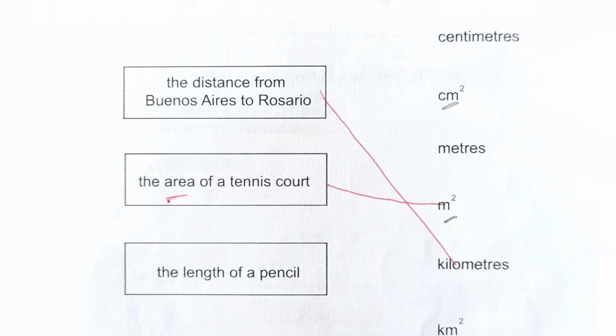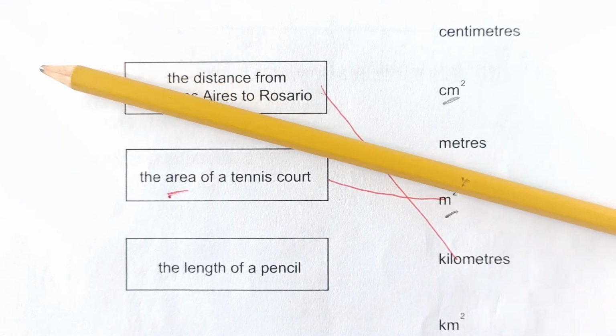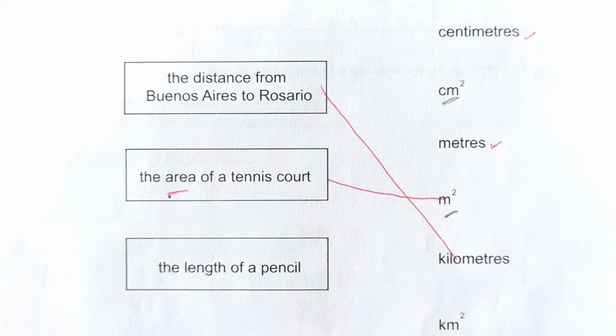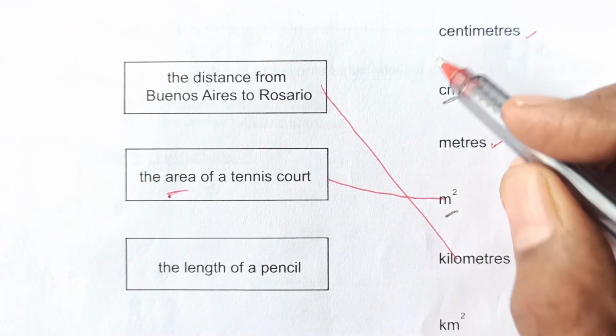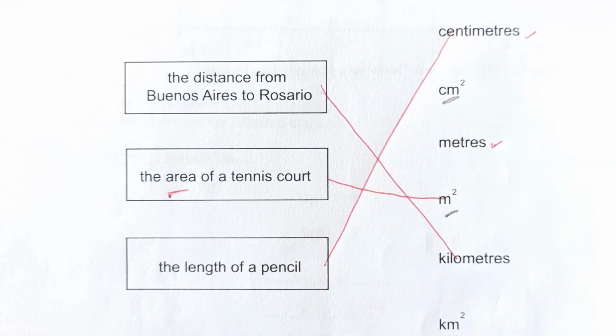The length of a pencil. You can see how big a pencil is. We cannot use the area units, so what are we left with? We have meters and we have centimeters. A pencil is too small for meters, right? So this will be measured in centimeters. So this will go with centimeter, right?